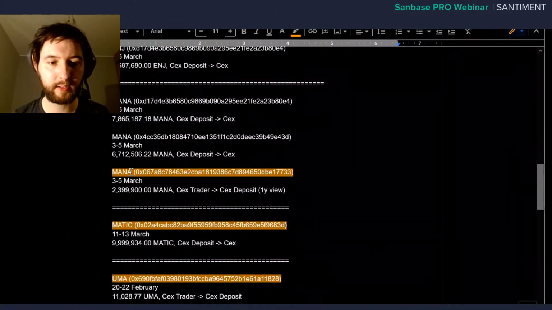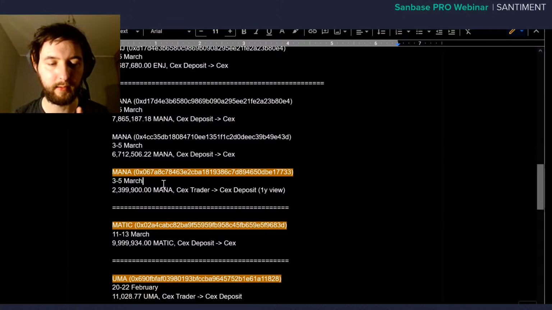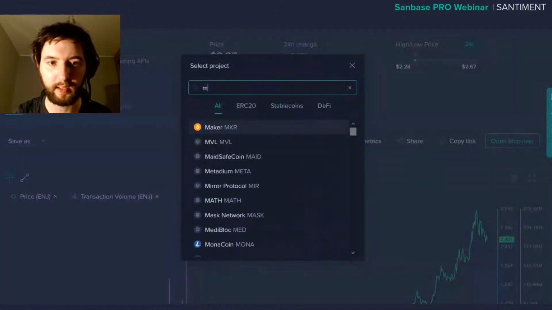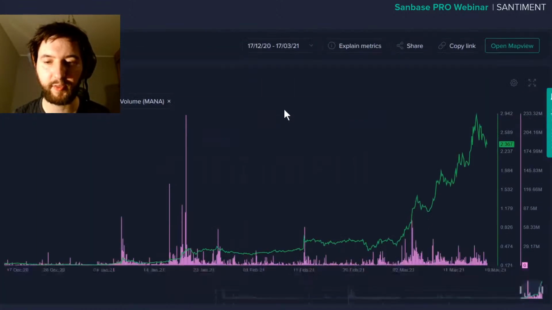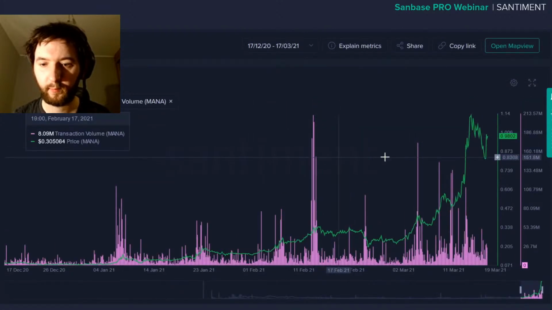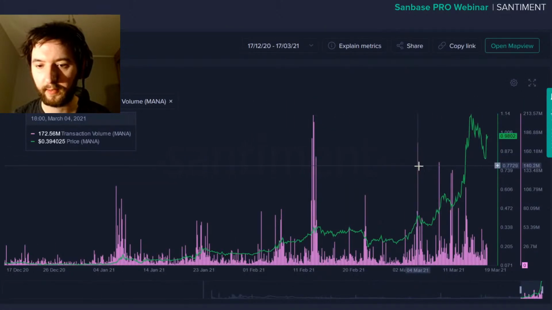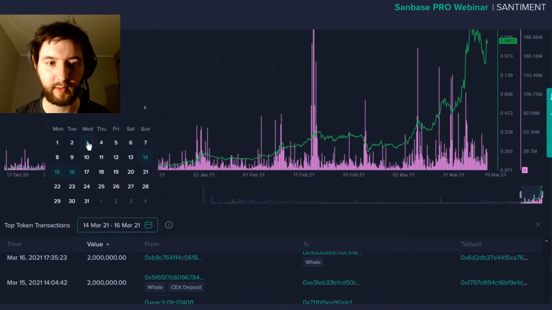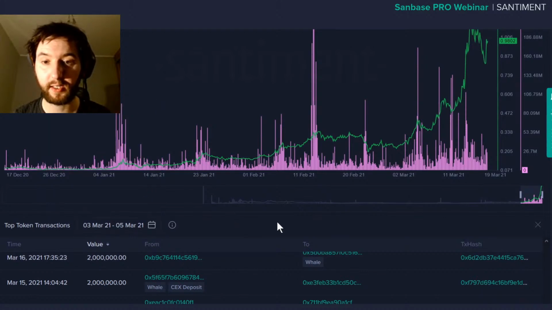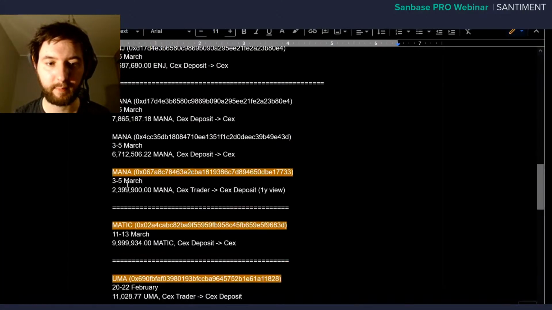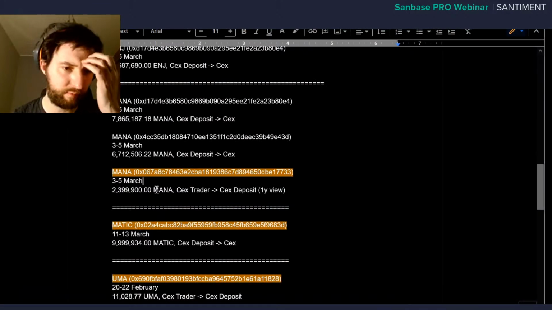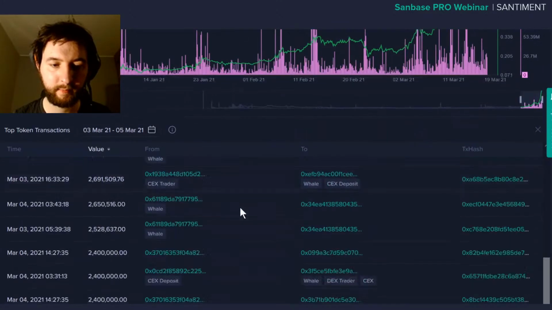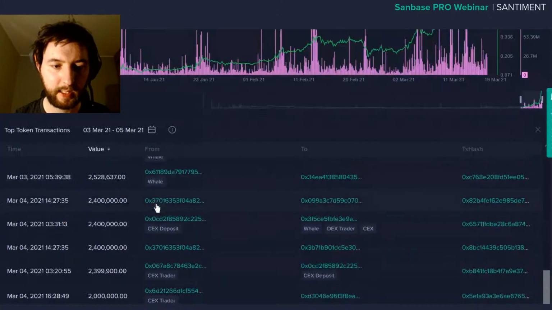So I also looked at Mana, the pump before last. When we look at Mana and the period between March 3rd and 5th, which is here, right? I wanted to see if I could find any interesting addresses that were active between March 3rd and March 5th. The one that I found here has sent about 2.4 million mana. It's a trader to a deposit. Let's look at it. So 2.39, it's this one.